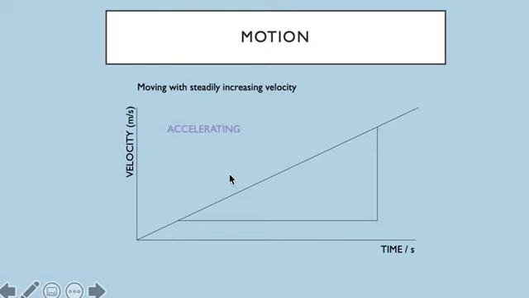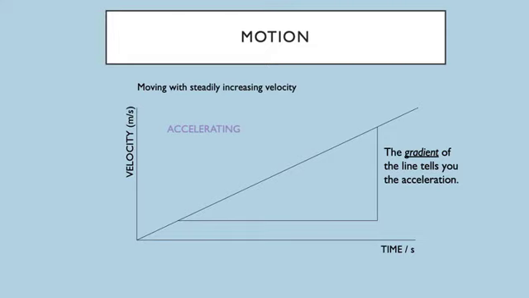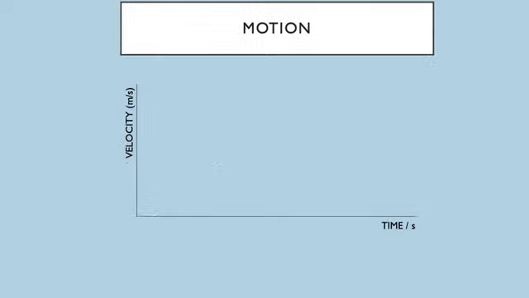So I can find out a couple of things from this graph, can't I? I can find out that the acceleration is the gradient. So the gradient of a velocity time graph tells us the acceleration. So that's one thing I can find out. And I do that by looking at the change in the y-axis divided by the change in the x-axis.